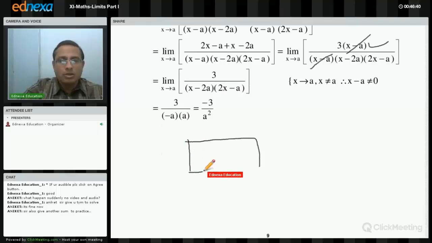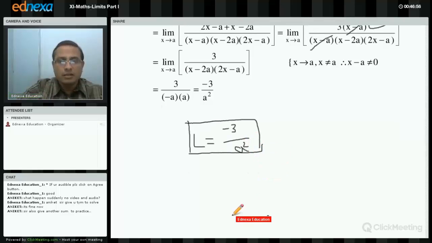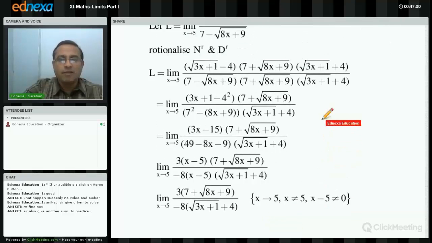A good student will write final answer in this form, that L equals what? L equals minus 3 upon a square. This is the correct method to mention the final answer. I hope that you have understood this. See, limits is very interesting.